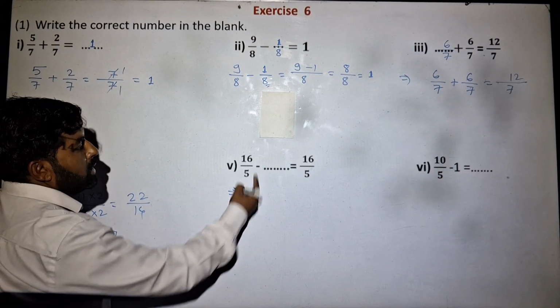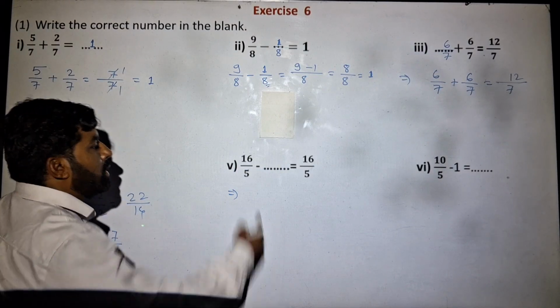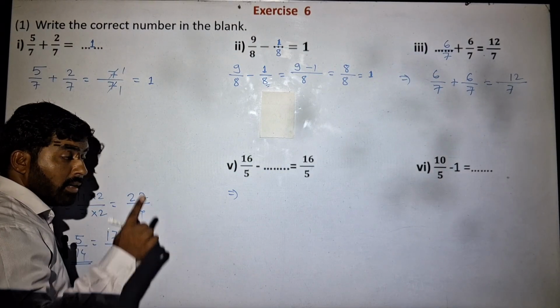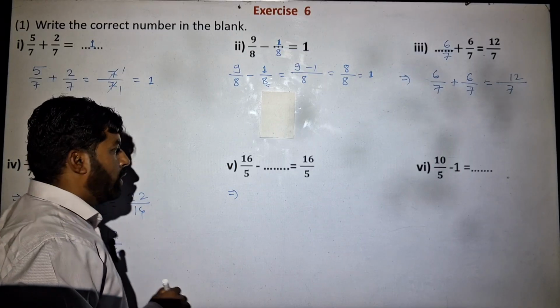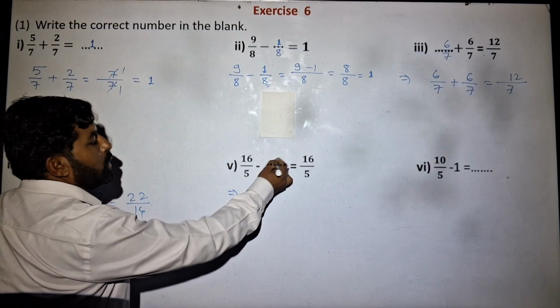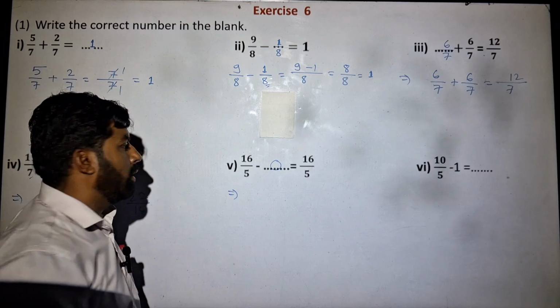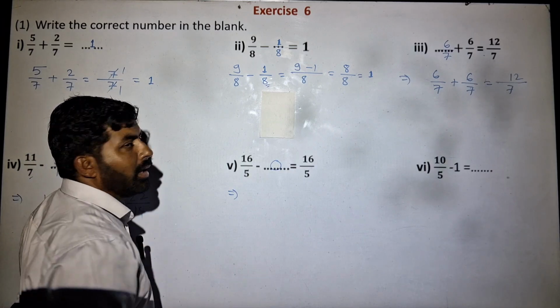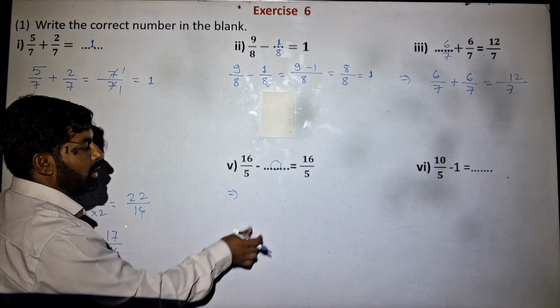Next one: which number should be subtracted from 16/5 to get the same fraction? We know that if we subtract 0 from any number, we get the same number. Therefore the answer is 0.